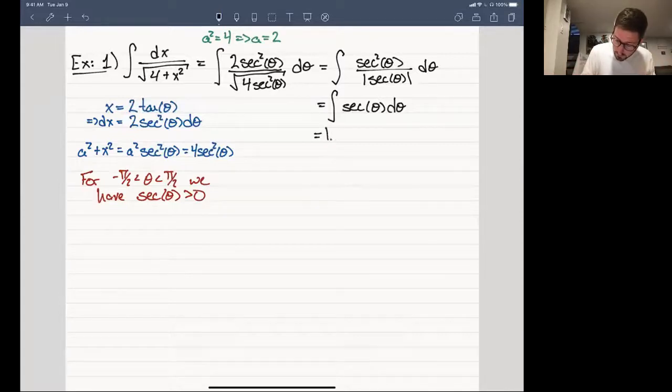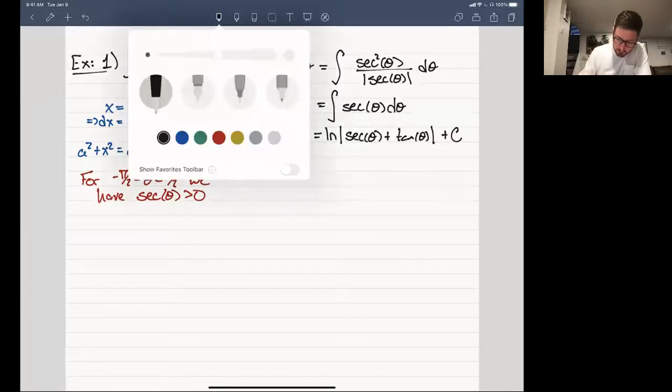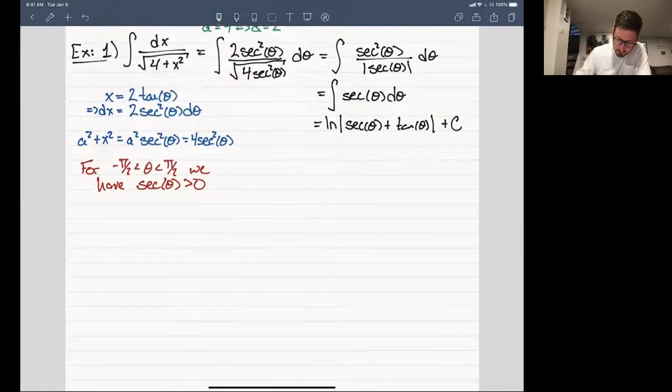In fact, it's given by the natural logarithm of the absolute value of secant of theta plus tan of theta. So this is one that might be required to be looked up; it's one that I forget quite a bit. But now we've got the issue of exactly what is secant of theta and tan of theta. We know that tan of theta is given by x over 2, but we need to find out what secant of theta is. So let's draw our little triangle. Let's put our triangle in green here.